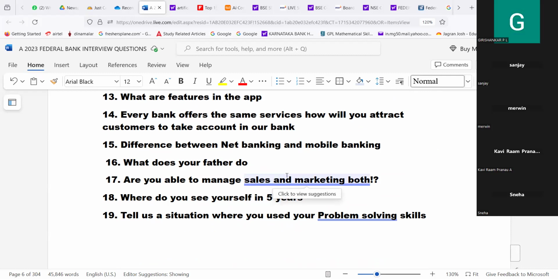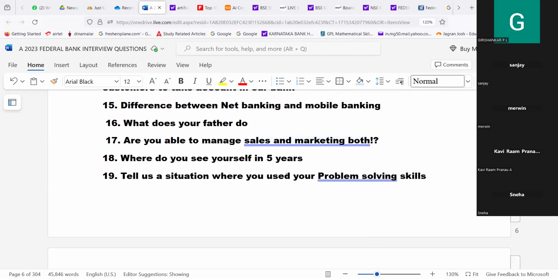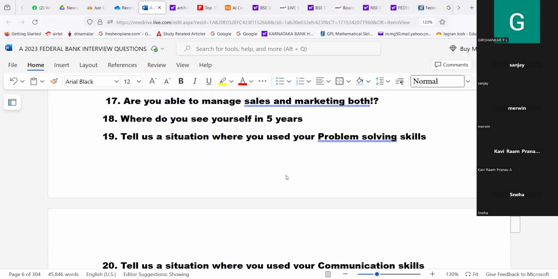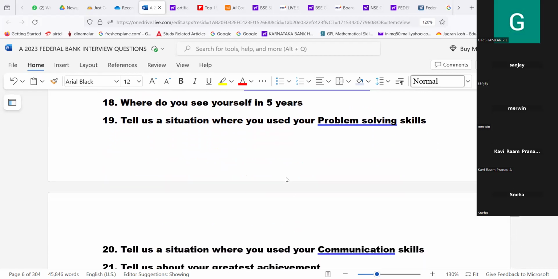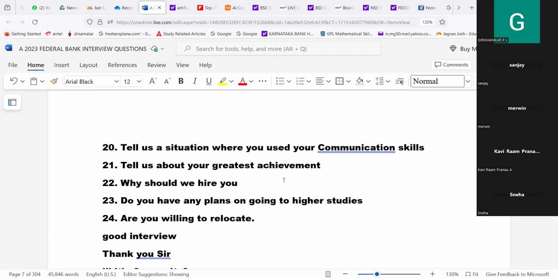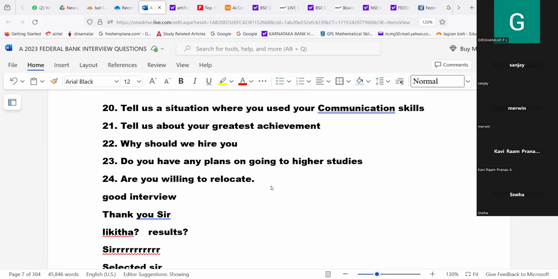15: difference between net banking and mobile banking. 16: what does your father do? 17: are you able to manage sales and marketing both? 18: where do you see yourself in 5 years? 19: tell us situation where you used your problem solving skills. 20: tell us a situation where you used your communication skills. 21: tell us about your greatest achievement. 22: why should we hire you? 23: do you have any plans on going to higher studies? 24: are you willing to relocate?